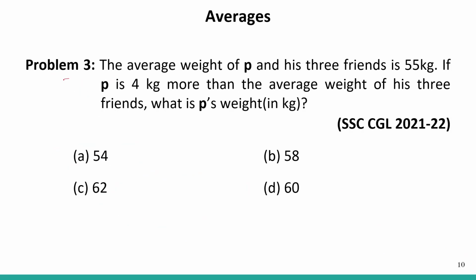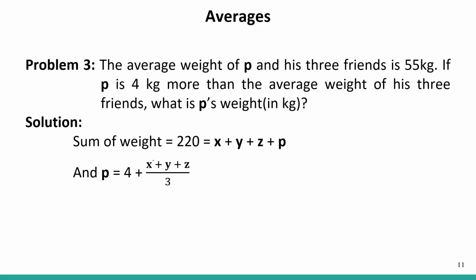So let's see problem number 3. The average weight of P and his 3 friends is 55 kg. If P is 4 kg more than the average weight of his friends, what is P's weight? This question appeared in the SSC CGL 2020-21-22 paper. So is it option A, B, C or D? Is it 54, 58, 62 or 60? Let's go forward and see the solution.